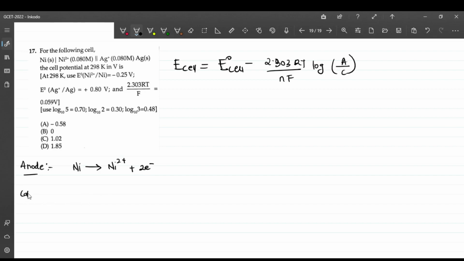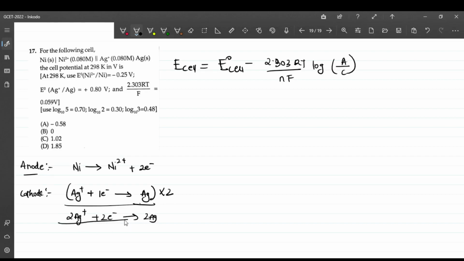And what happens at the cathode? Reduction takes place of the silver, that is, Ag plus gets converted to Ag by accepting 1 electron. So this is a reduction. Over here we need to make the electrons equal, so we'll multiply the whole equation by 2. Now the equation becomes 2 Ag plus plus 2 electrons gives 2 Ag.